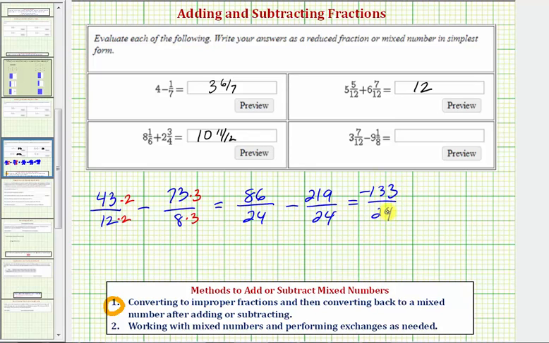So again, we have an improper fraction. This does not simplify, but we do want to convert it to a mixed number. Notice our mixed number is going to be negative, so when we perform our division, we'll leave off the negative sign and just divide 133 by 24. So there are 5 24s in 133. 5 times 24 is 120. We have a remainder of 13, which means our mixed number is negative 5 and 13/24.